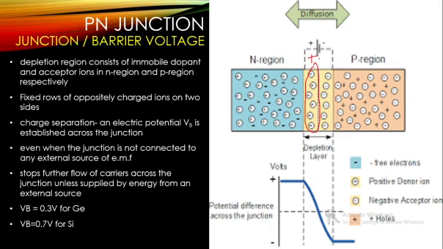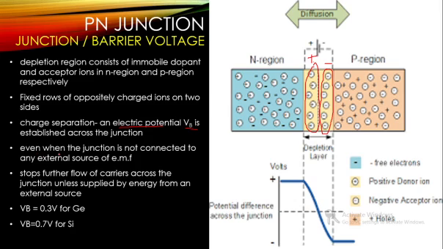They are fixed also, and you have a fixed row of negative ions on the other side. So there is a charge separation building up, and that will constitute the electric potential. Since it further restricts the flow of charges across the junction, such a potential is called barrier potential.